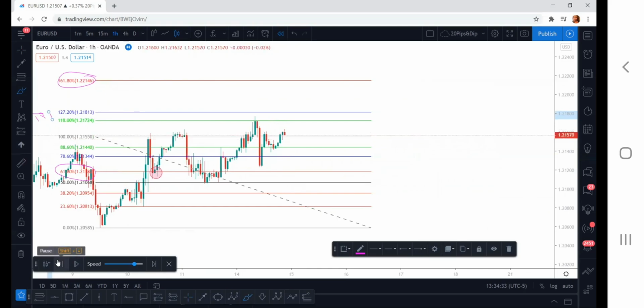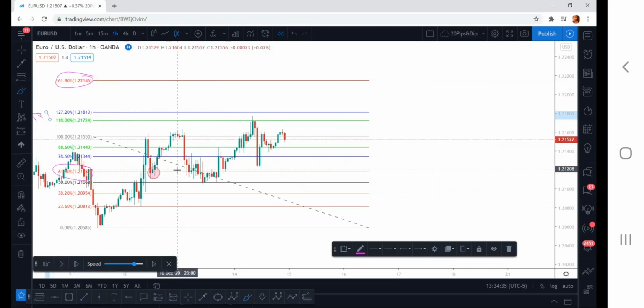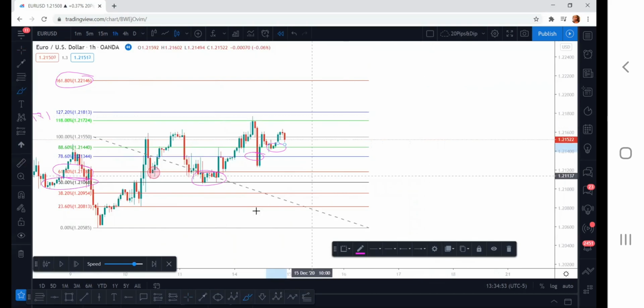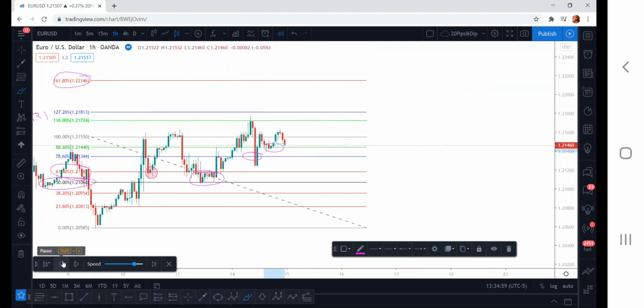Okay. And I just want to show you guys, a lot of the time, look at this. You've got the 50 and the 61.8. You have the 78. You have the 88.6. The market moves in waves, which is why I was talking about creating the higher highs and higher lows. You guys are really seeing market structure play out with these fibs.